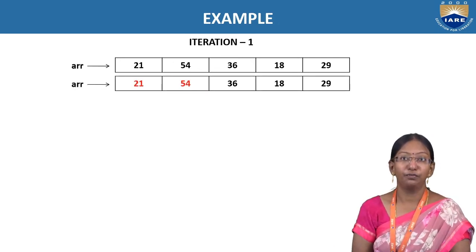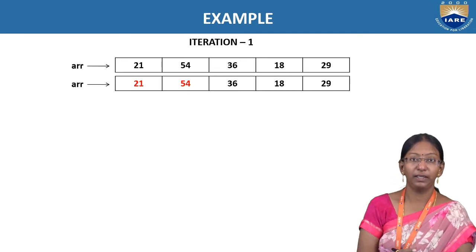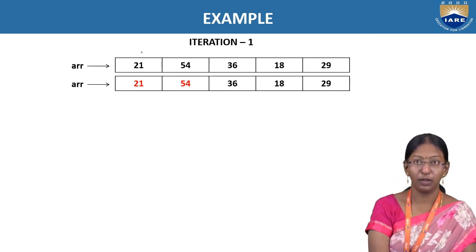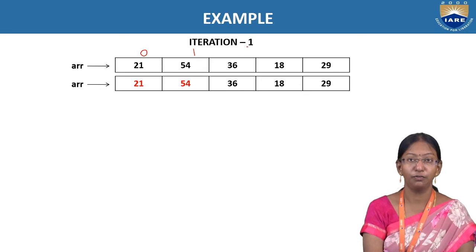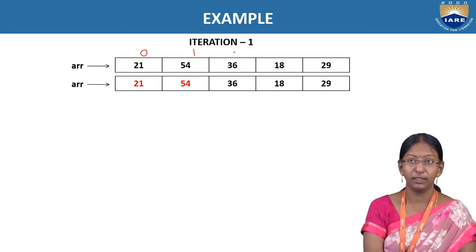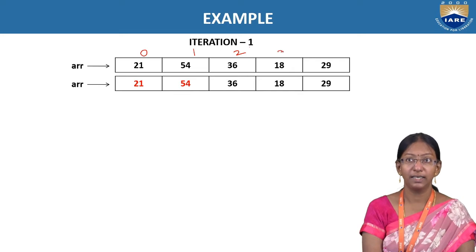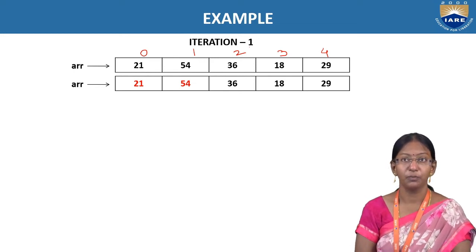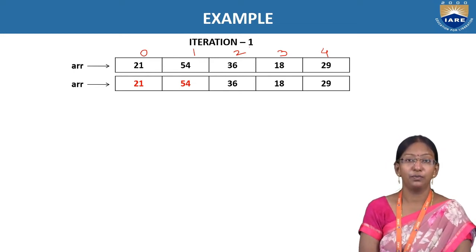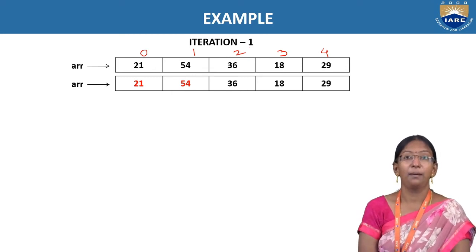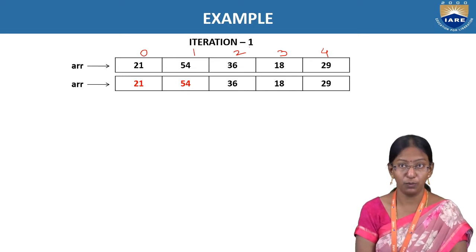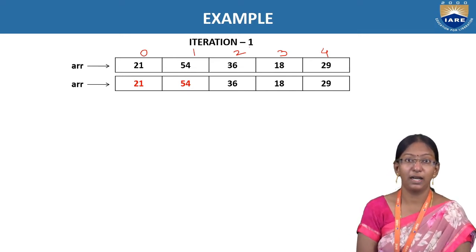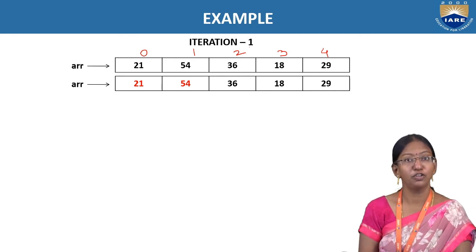As I said, first compare the elements. Here we have 21 at index 0, 54 at index 1, 36 at index 2, 18 at index 3 and 29 at index 4. Totally 5 elements are there. First I'm going to start with the current element, pointed by index 0, that is the element 21. The adjacent element to that is at index 1, which is 54.